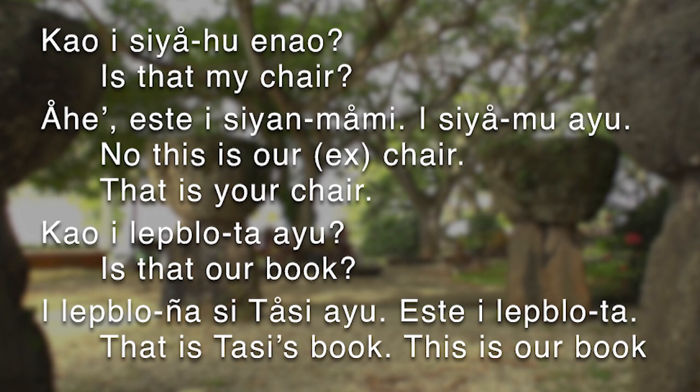Now we are going to be mixing in the possessors we used previously, such as hu, mu, and ña. Ko isidzahu enau? Is that my chair? Ahi, esti sidzan mami. Isidzamu edzu. No. These chairs are ours, but not yours. Your chair is that one. Ko ileblota edzu? Is that our book over there? Ileblonia si tasi edzu. Esti ileblota. That book is Tasi's. This is our book together.